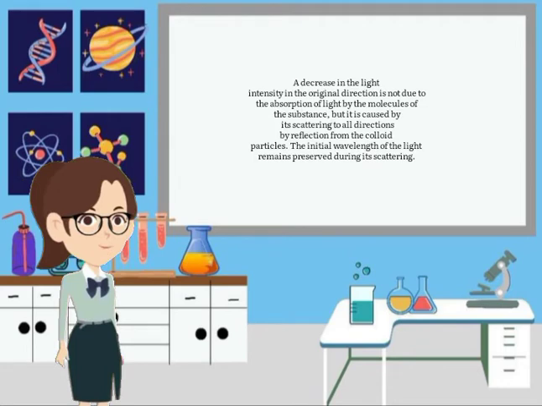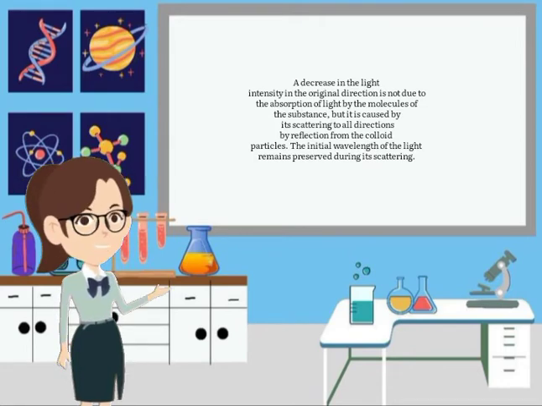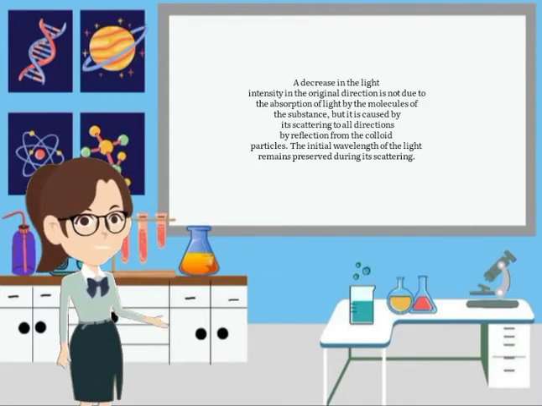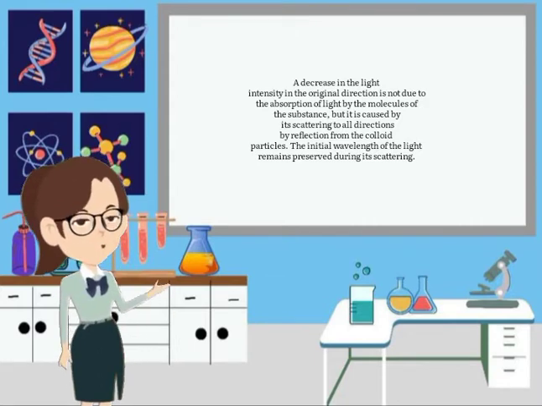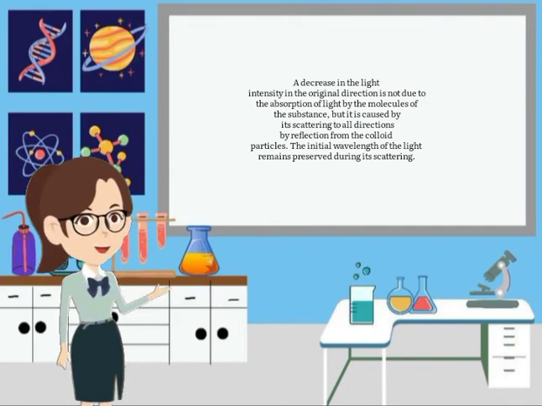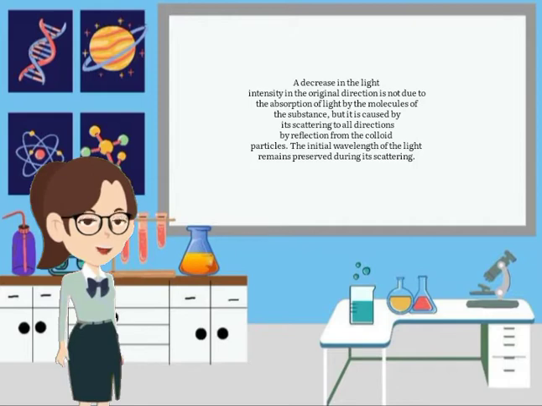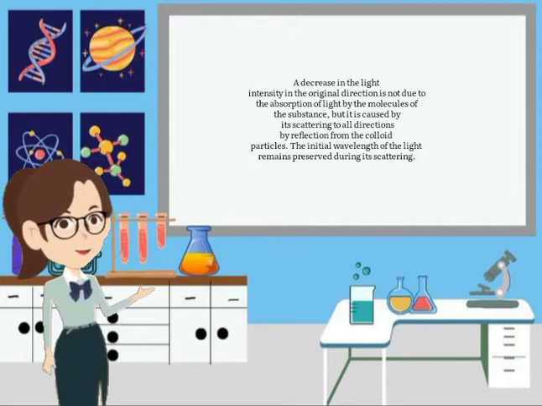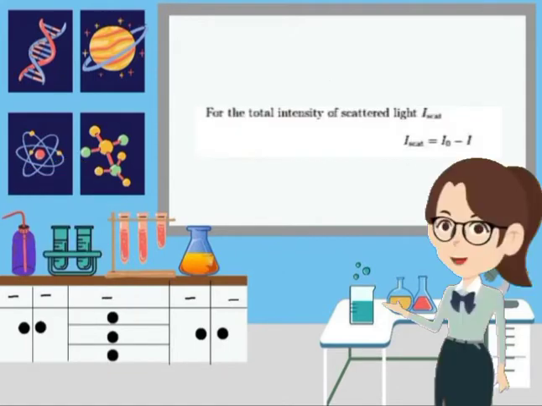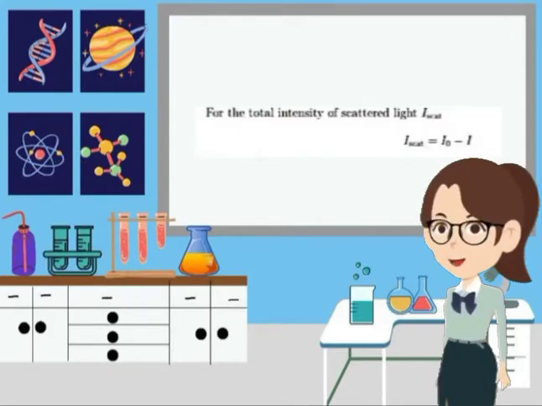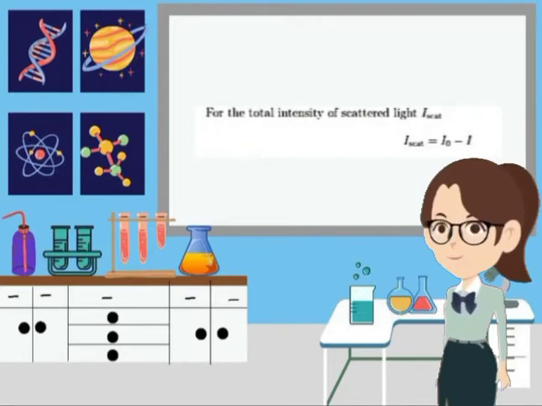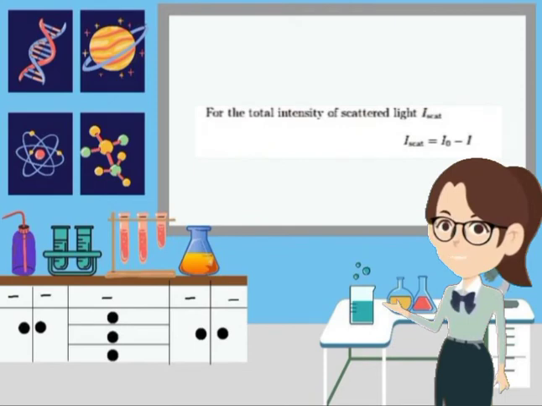A decrease in the light intensity in the original direction is not due to the absorption of light by the molecules of the substance, but is caused by its scattering in all directions by reflection from the colloid particles. The initial wavelength of the light remains preserved during its scattering. For the total intensity of scattered light, I scat, I scat equals I0 minus I.